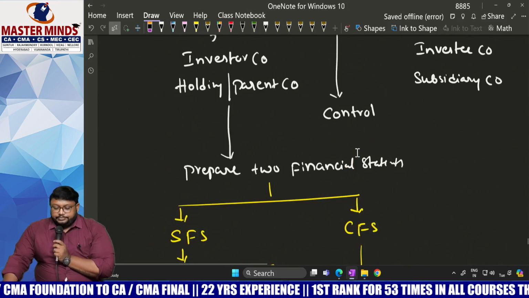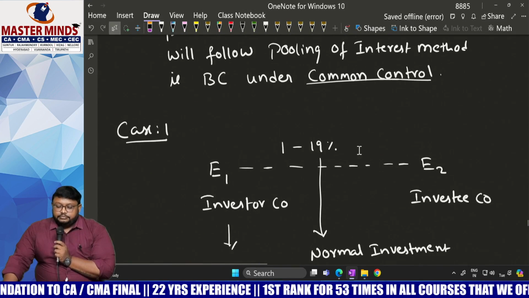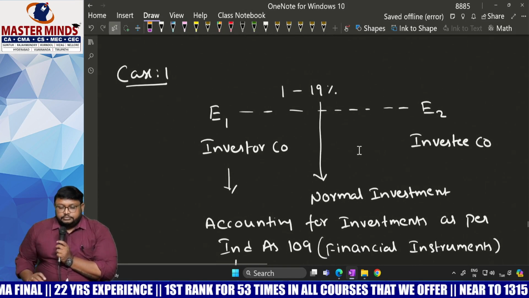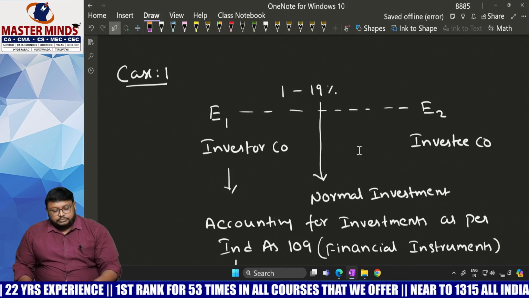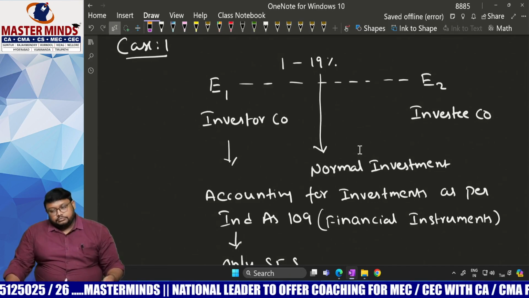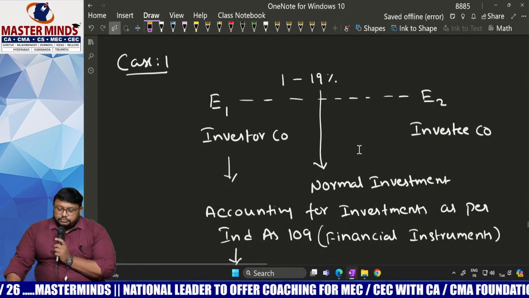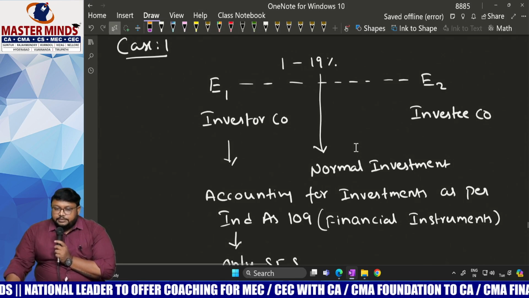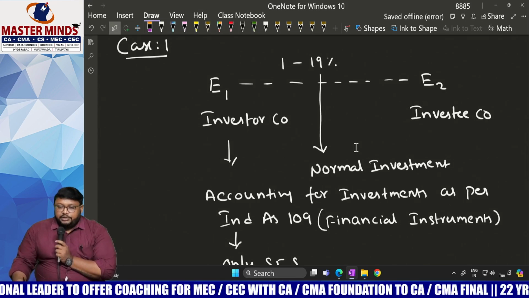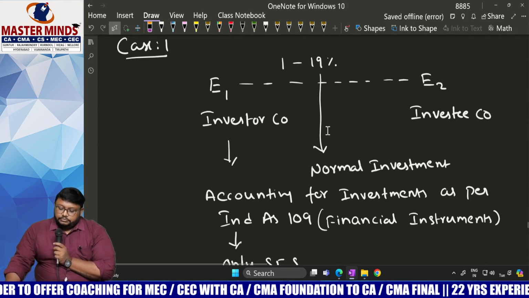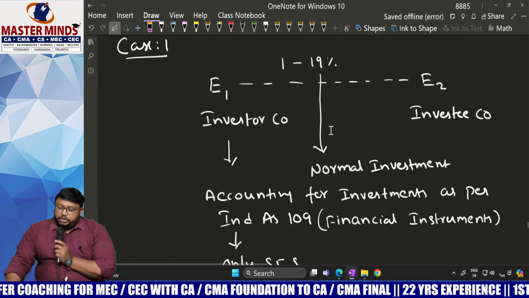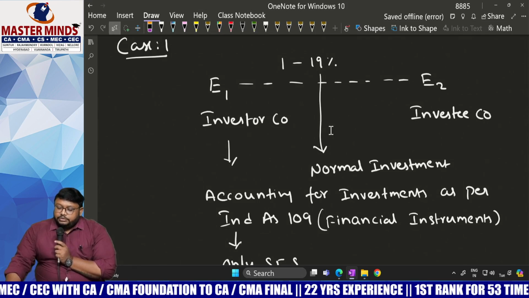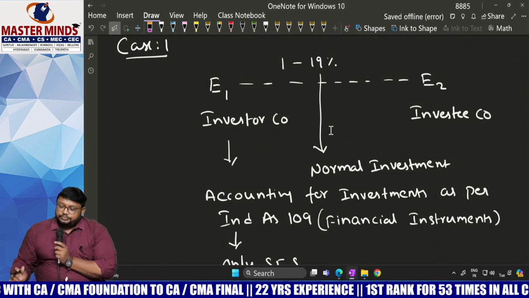First, you write it down. First case is relating to normal investment. Normal investment means the size of investment must be 1 to 19%, anything in between. In normal investment, which accounting standard will apply? Ind AS 109, which is related to accounting for financial instruments.